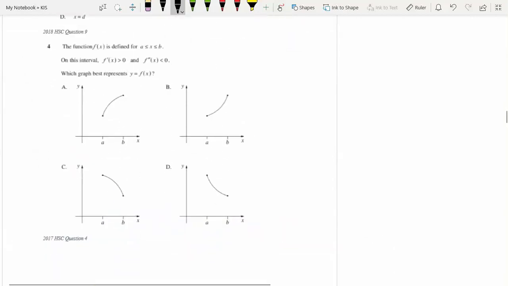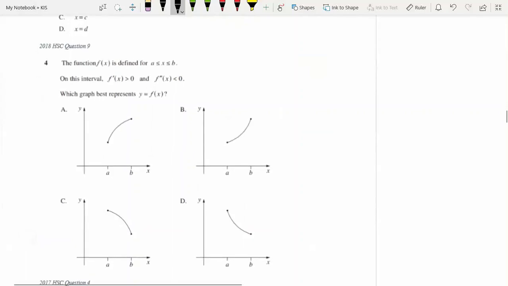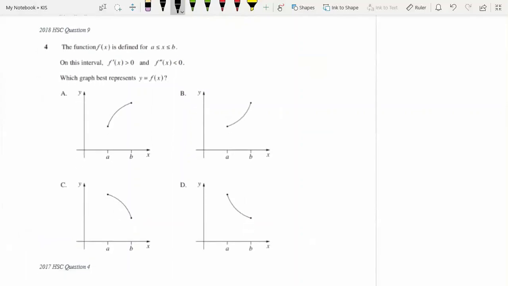And this one here, I think this is the last question that we've actually got for the curve sketching. The function f of x is defined for values between a and b, inclusive. On this interval, f dash x is greater than 0 and f double dash x is less than 0. Okay, let's have a think. f dash x is greater than 0. What does that mean? That's a positive gradient. That means it's increasing, right? It's going in roughly that direction.